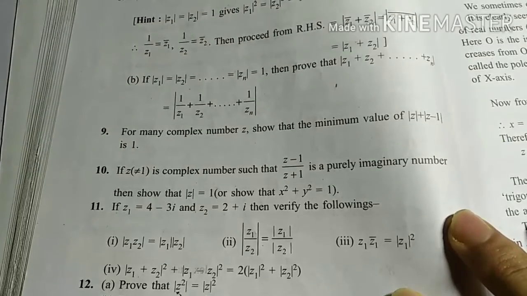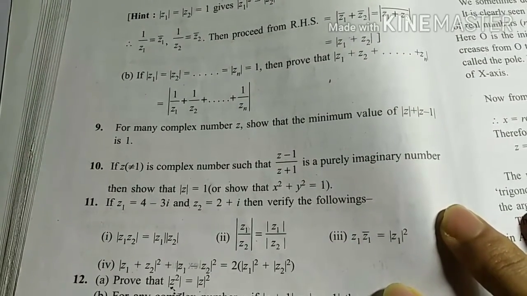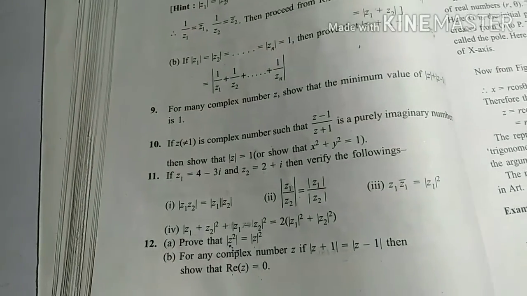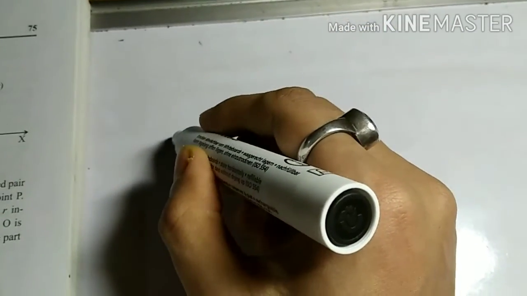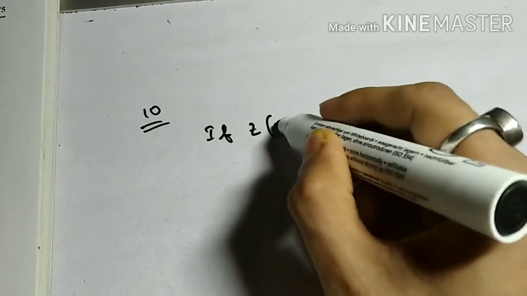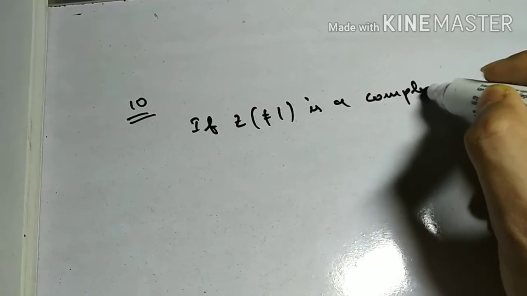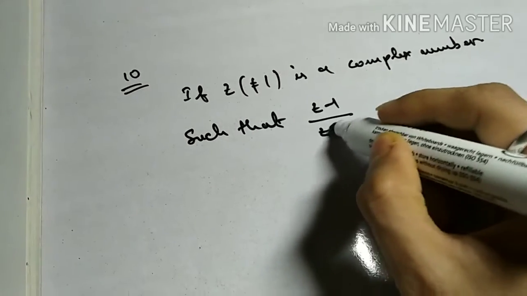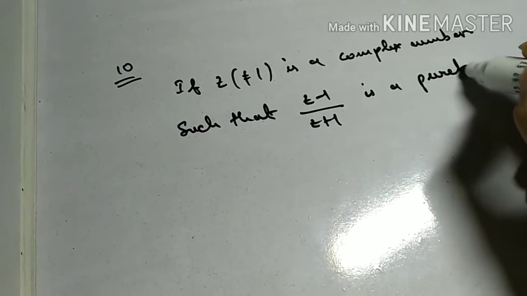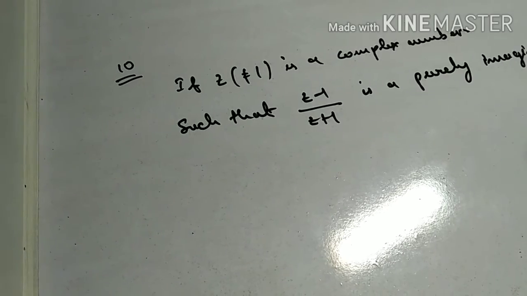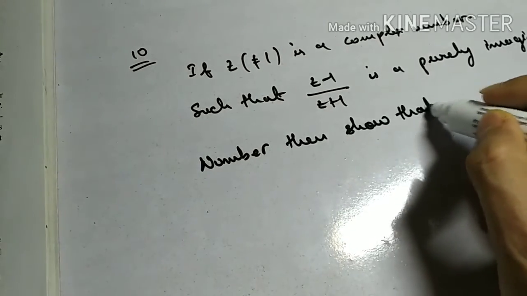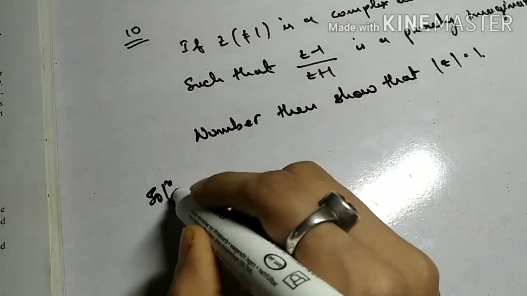Question number 10. If z not equal to 1 is a complex number such that z minus 1 by z plus 1 is a purely imaginary number, then show that modulus z is equal to 1. So in here you see, question number 10. If z not equal to 1 is a complex number such that z minus 1 by z plus 1 is a purely imaginary number, then show that modulus z is equal to 1. Solution.